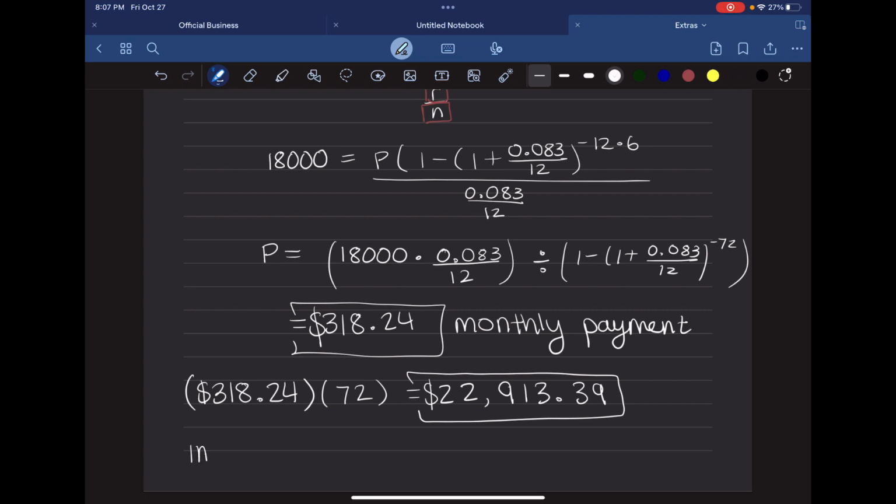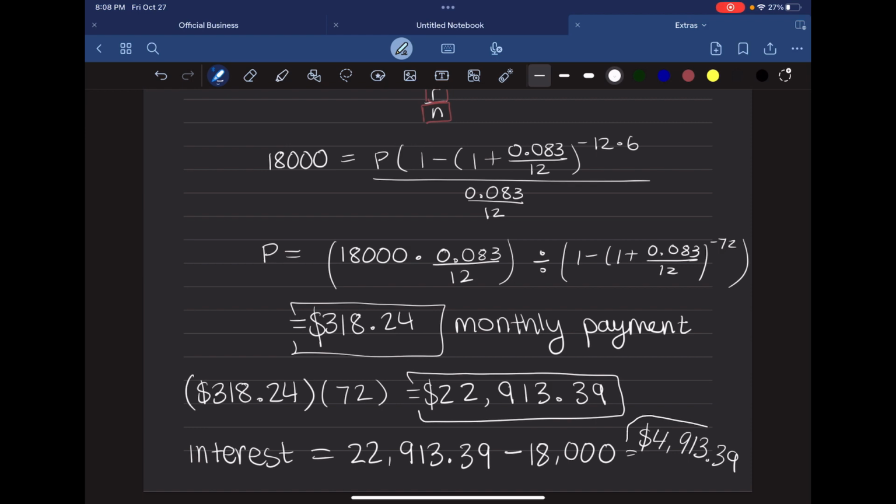So if I want to figure out my interest, I'm going to take the amount that I paid during the loan term, and I'm going to subtract off the original loan amount, which is that $18,000. And so we figure out that over that 72-month loan, we ended up paying $4,913.39. So this is how much we ended up paying in interest on that car.